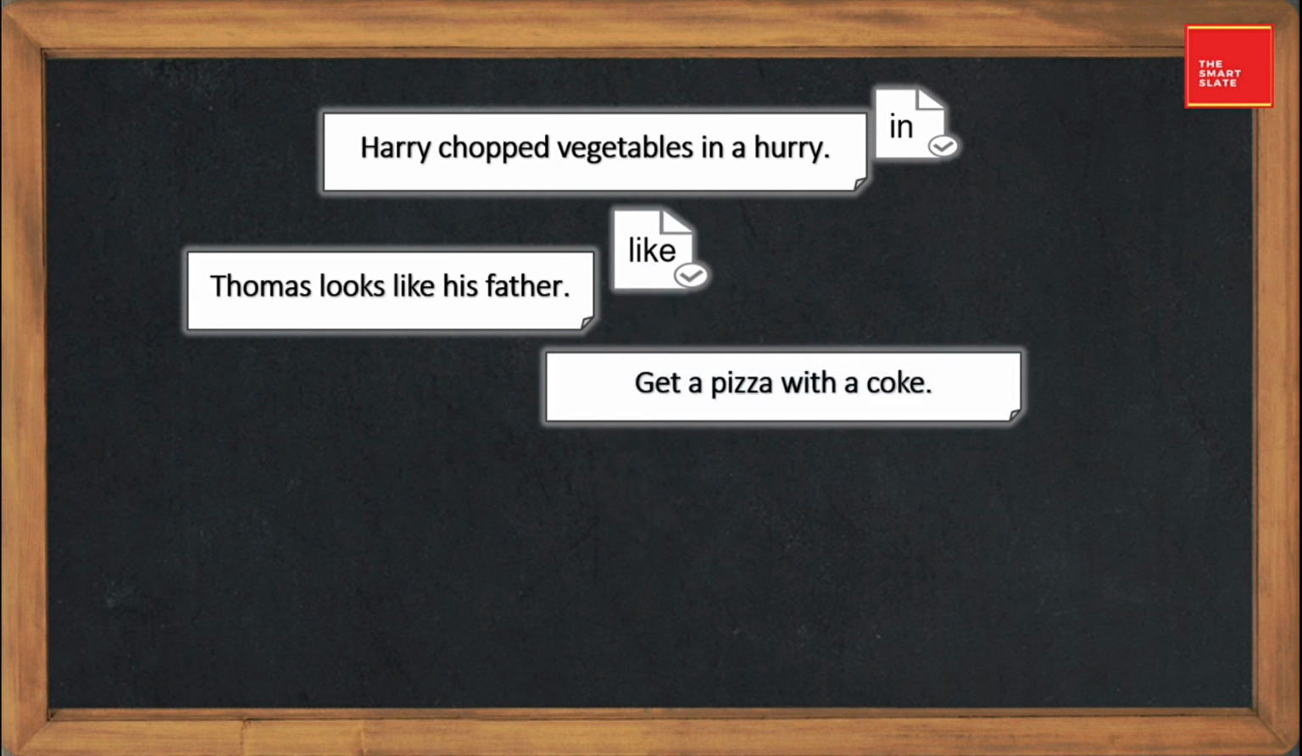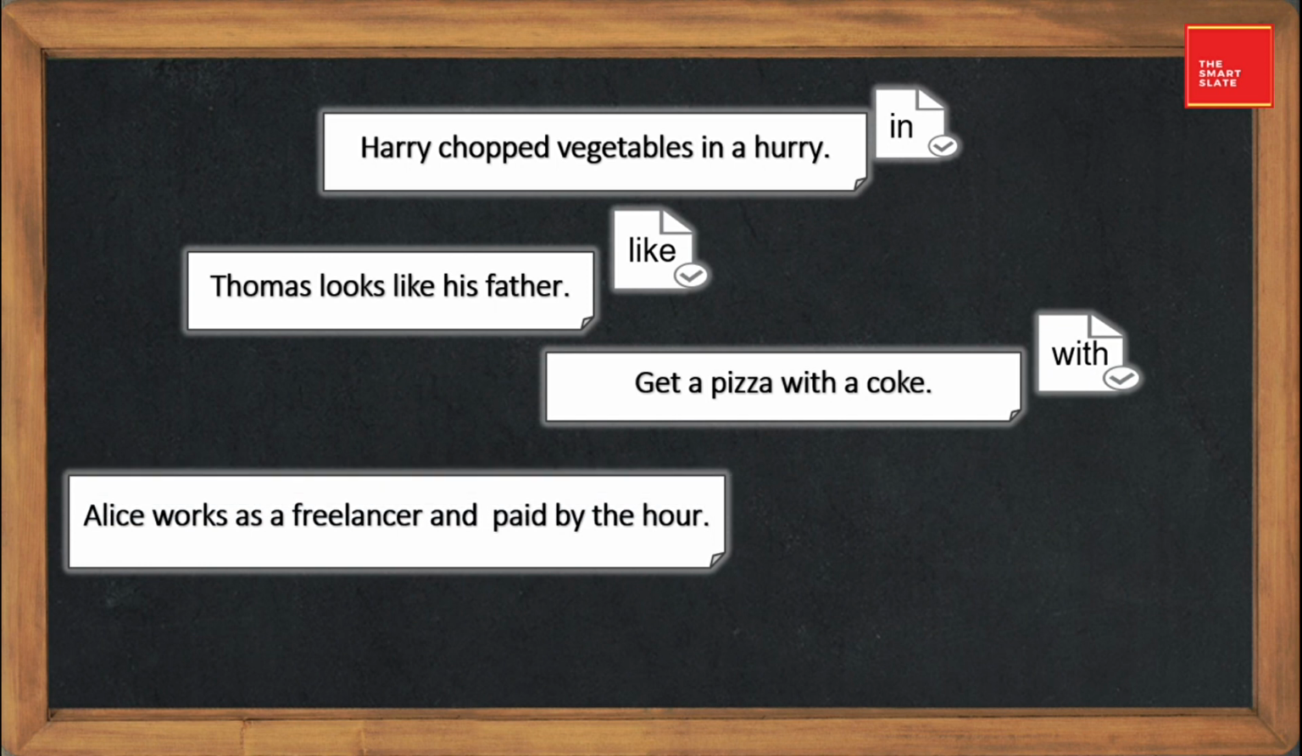Get a pizza with a Coke. Now get a pizza with a Coke. So with becomes the preposition showing you accompaniment, like getting something with something. So with is the preposition of manner. Alice works as a freelancer and paid by the hour. So as a freelancer, so as shows you the capacity or designation, and by is usually used to show the measurement, or like how something is measured and on what basis you pay them, like how you measure their payment, or what is the method of measurement or calculation of your payment. So usually you get paid by the hour. So as and by are the prepositions.